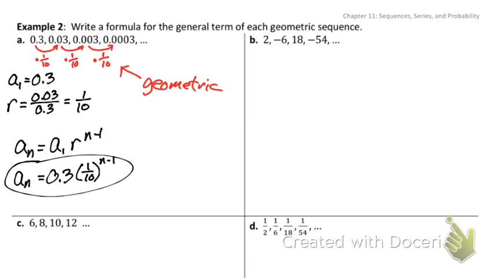Yes? When do you know when to use recursive or when to use explicit? When I ask you to.